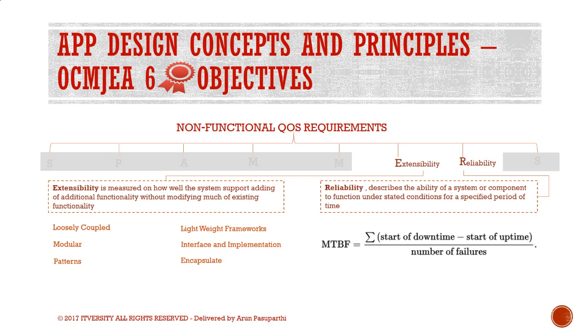Now reliability describes the ability of a system or a component to function under stated conditions for a specified period of time. This is very important. Reliability might sound like availability, but reliability is different. Availability is talking about my system being available to take your request, that when you hit my system it is not giving you a 505 or some other error.